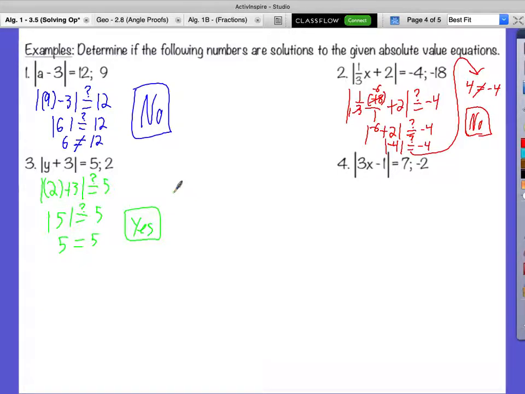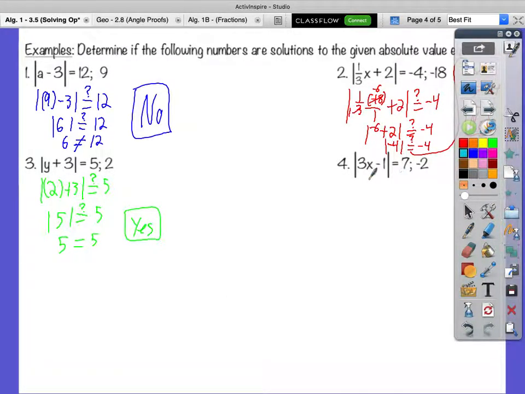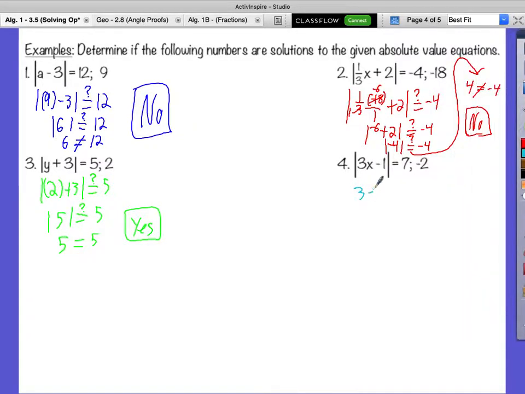Okay. So, let's go and talk about this one up here, please. Thank you. So we plug in -2 for x. 3 times -2 minus 1, absolute value of that equals 7. 3 times -2 is -6. Absolute value of -6 minus 1 equals 7. -6 minus 1 is -7. What is the absolute value of -7? 7. So yeah, this does work.